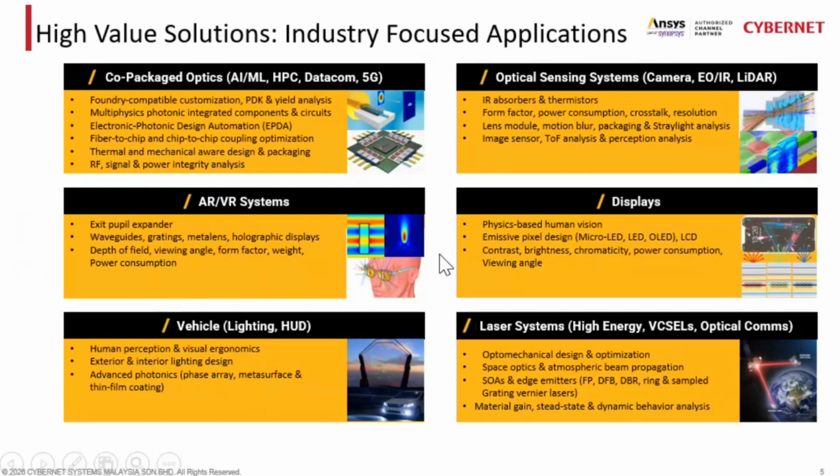This is the application side of Ansys Optics. Our solution focuses on applications, which we can classify into six major areas. First is core package optics. Second is optical sensing systems. Third is AR and VR systems. Fourth is displays. Fifth is automotive, which for today covers lighting and HUD. And lastly is laser systems.